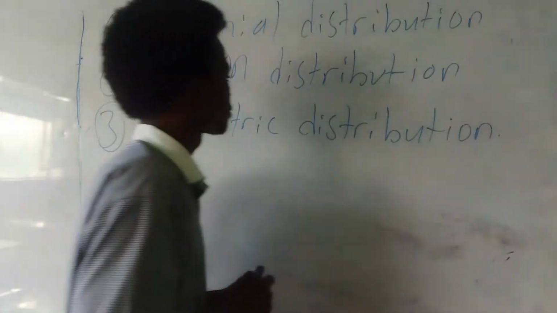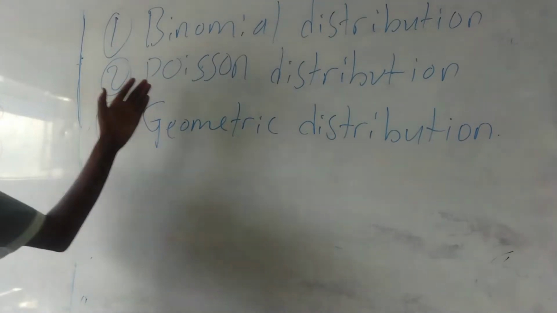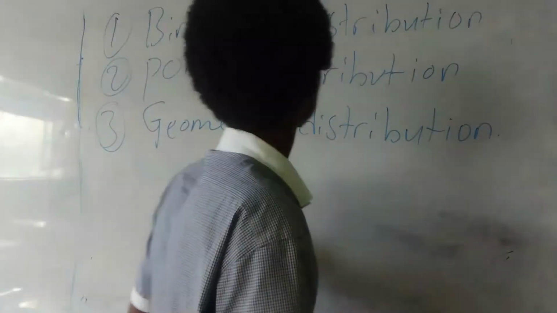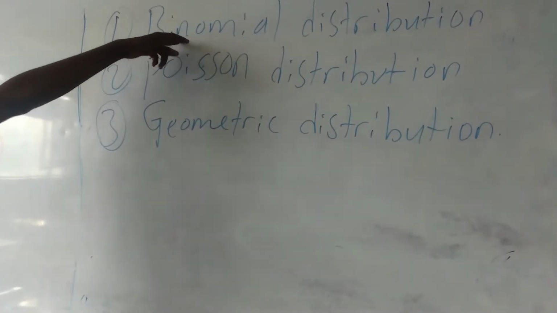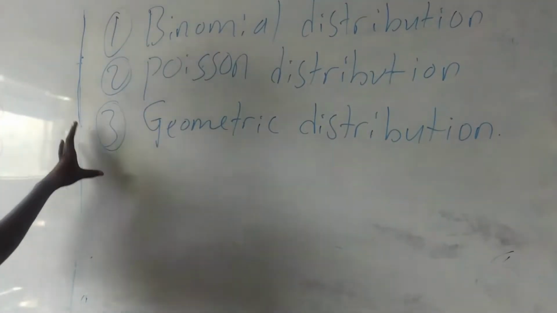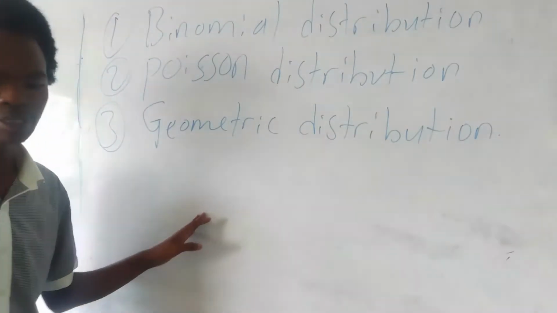Three, we have the geometric distribution. So I'm going to focus more on these three discrete probability distributions. We are not going to do the Bernoulli distribution because the binomial was derived from it. So I'm going to start with the binomial distribution.